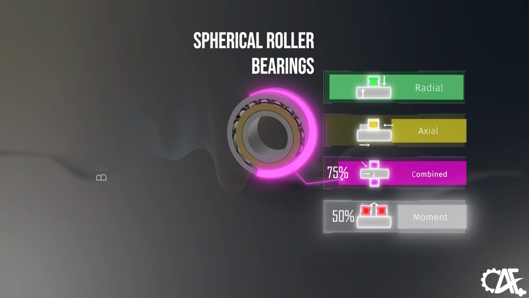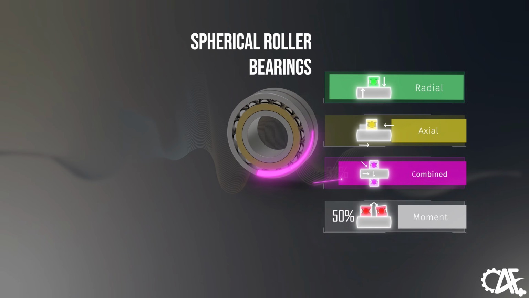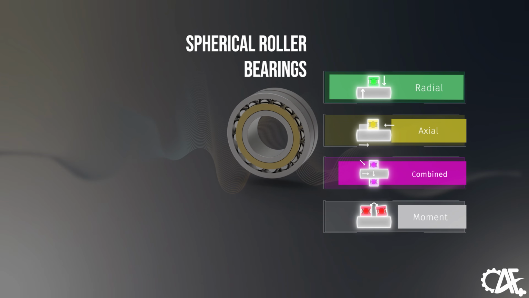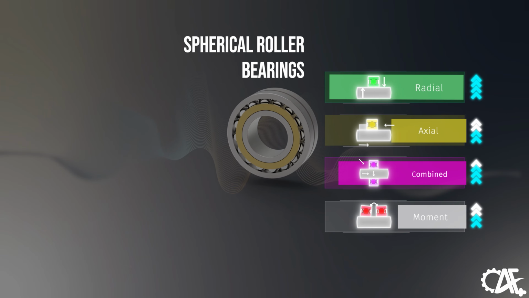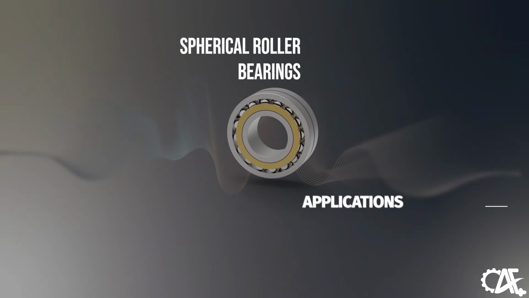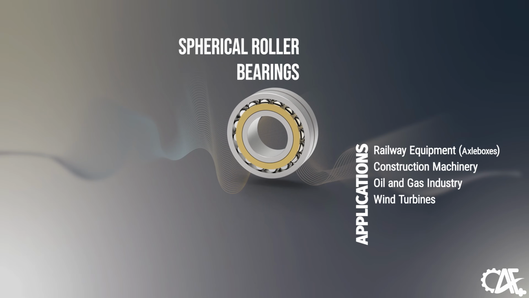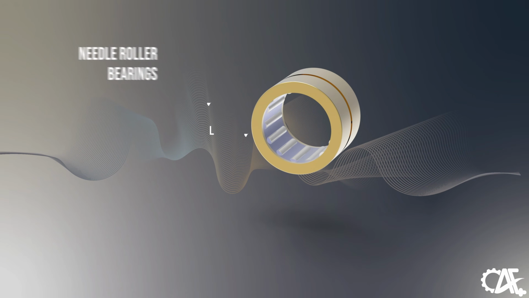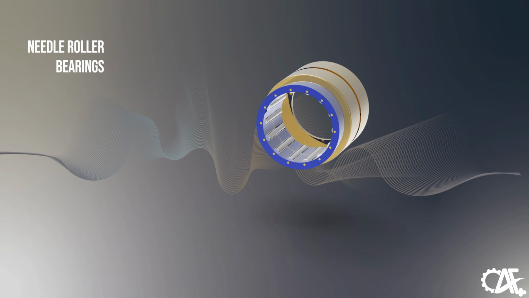As highlighted, the advantages of spherical roller bearings enable them to accommodate heavy radial loads, misalignment between shaft and housing, and exceptional resistance to shock and vibration. This makes them perfect for use in the railway industry's axle boxes, construction machinery, the oil and gas sector, and wind turbines. Next, we have the needle roller bearings, which are highly valued for their compactness, making them suitable for specific locations with limited space.